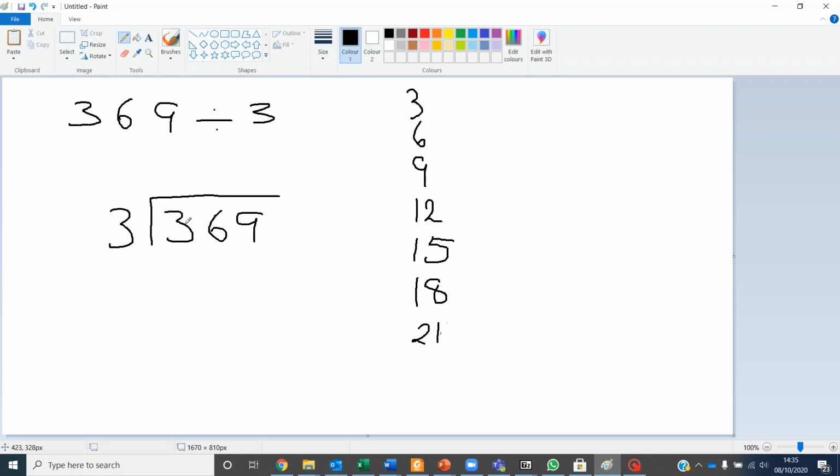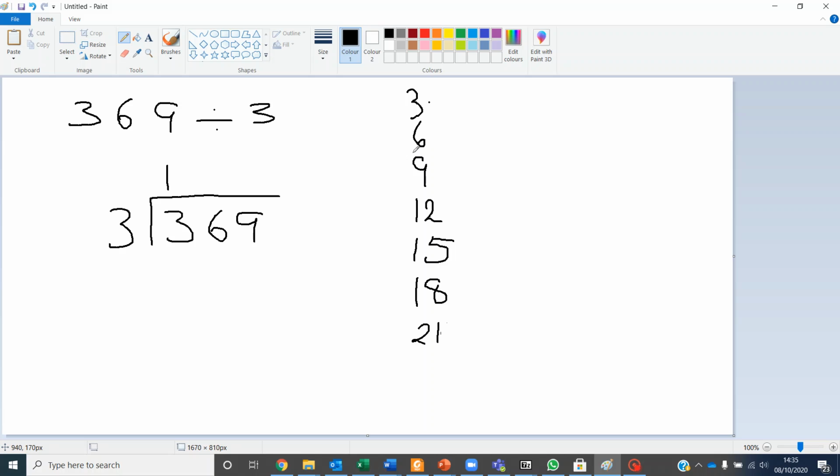You look at the first number in your sum and you see 3. 3 divided by 3, that goes. I have one set of 3 in 3s. Or you can say 3 times 1 is 3. Therefore your answer is 1. It goes once.